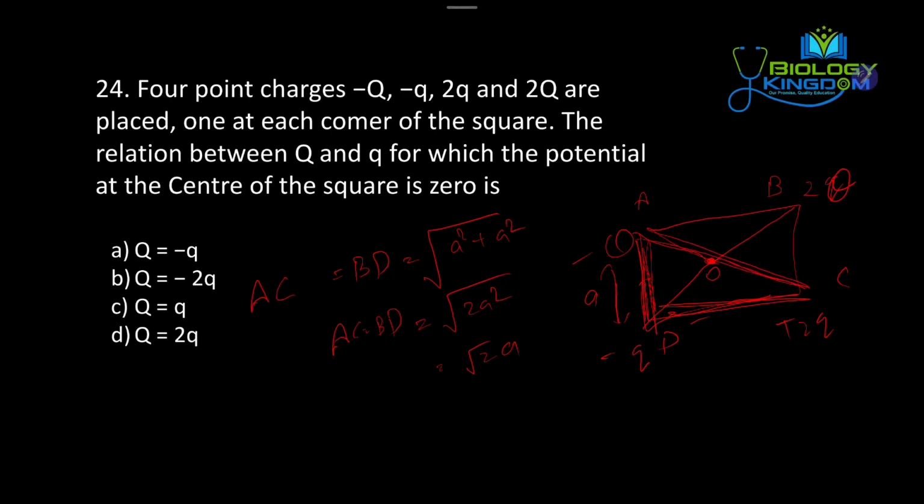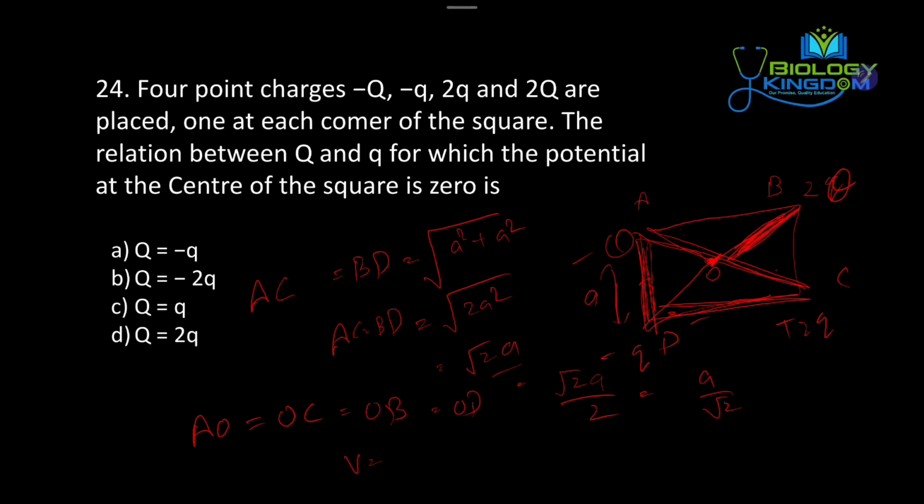Since this is a square, according to geometry, if we divide this diagonal into half, we will get this distance, and this is the same from all sides. So for AO, OC, OB and OD, if we divide by 2, we get the distance of each point, that is a by root 2. So this is the distance from the center for each point.